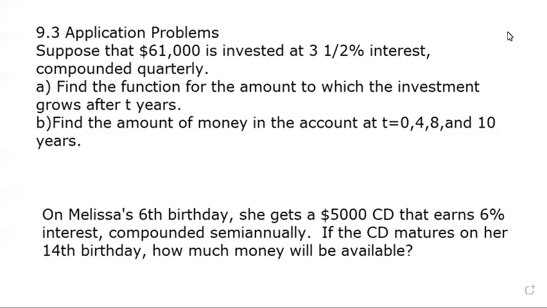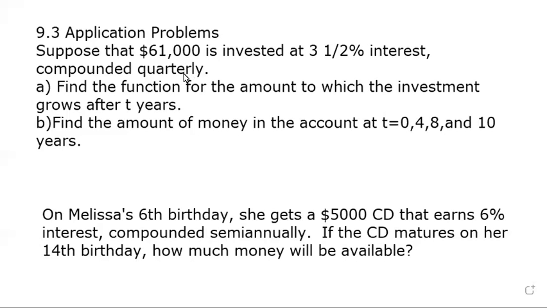So on 9.3 application problems, it says, suppose that $61,000 is invested at 3.5% interest and it's compounded quarterly. So that means it's compounded 4 times a year. You're going to need to know words like that.